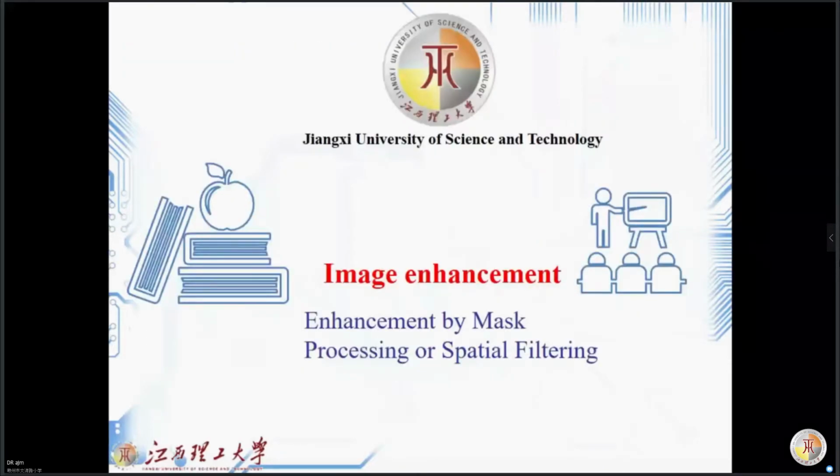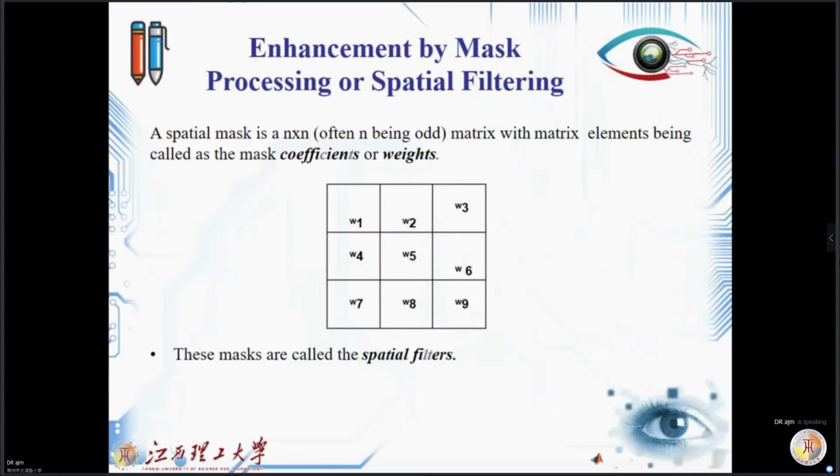Okay, the next part that we can talk about today is image enhancement by mask process or spatial filtering. Let us continue. First of all, we talked that a figure is nothing but an n by n matrix, but here we also have a spatial mask which has a dimension of n by n.